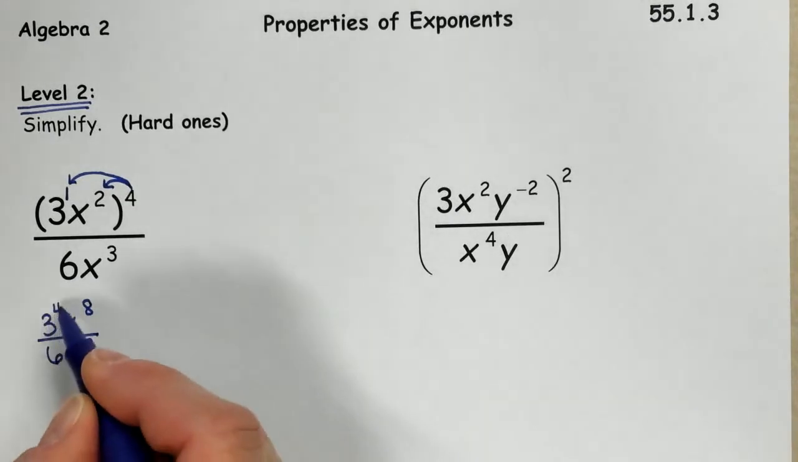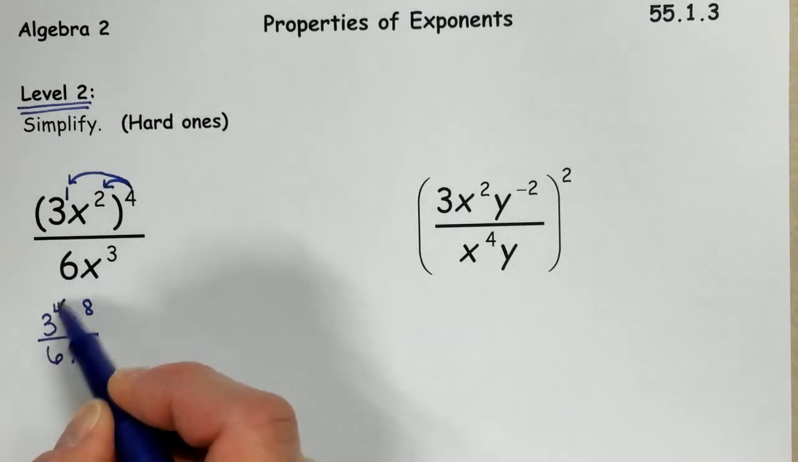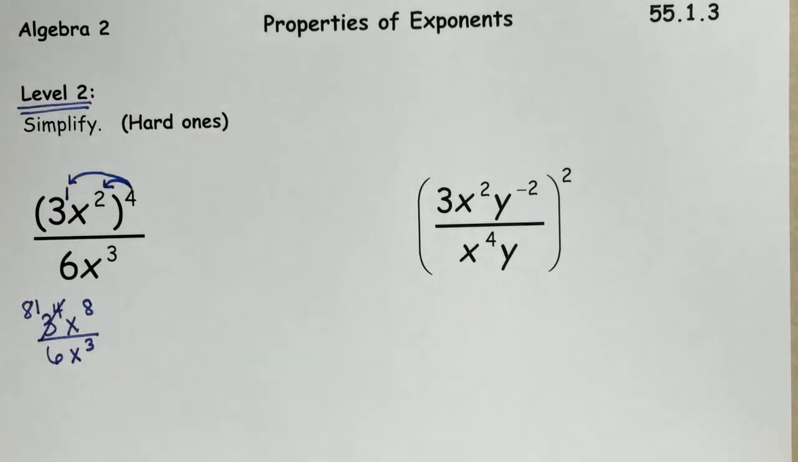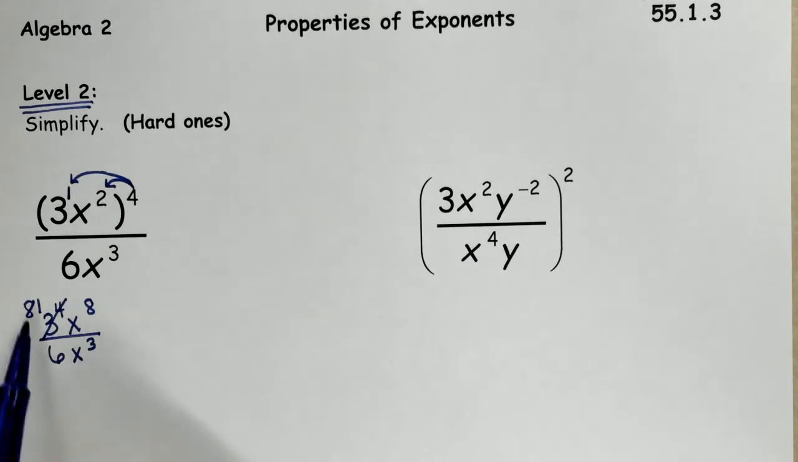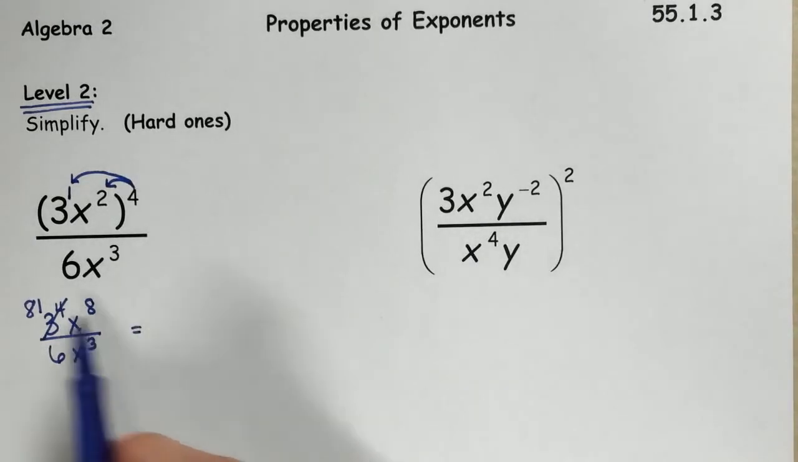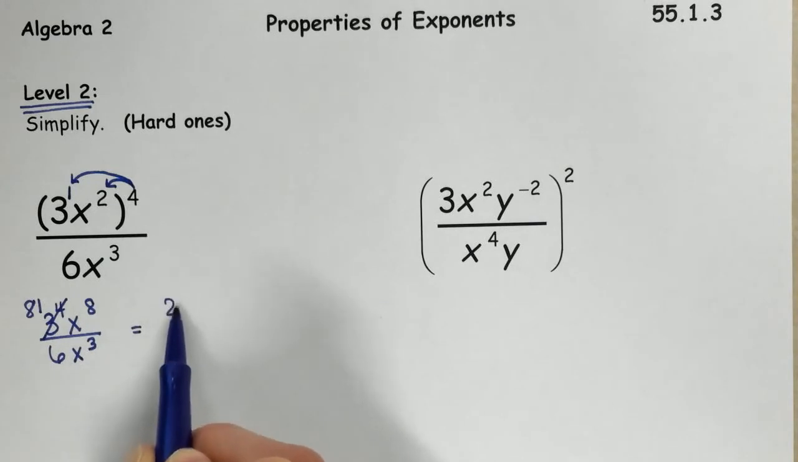Now we would want to pull out our calculator and figure out that 3 to the 4th is 81. So we can see if 81 divided by 6, the two coefficients, can do any simplifying. I believe they can both divide by 3. So that would be 27 over 2.